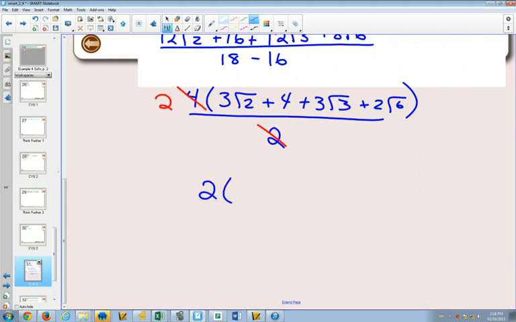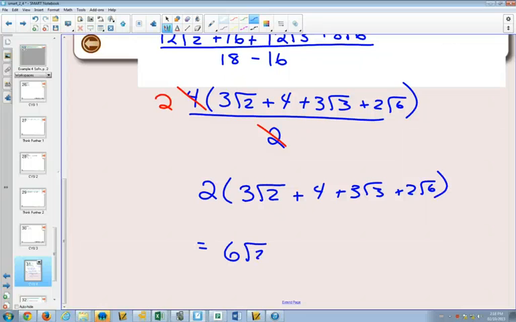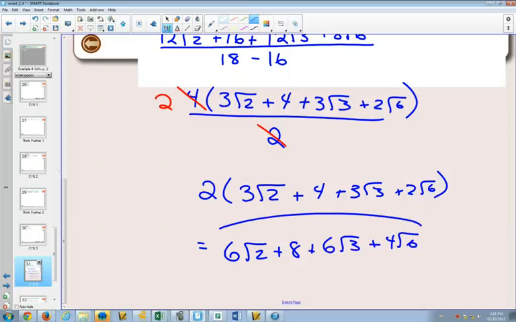And you can write your final answer either factored as 3 root 2 plus 4 plus 3 root 3 plus 2 root 6, or you can multiply that through to get 6 root 2 plus 8 plus 6 root 3 plus 4 root 6. So that is considered simplified.